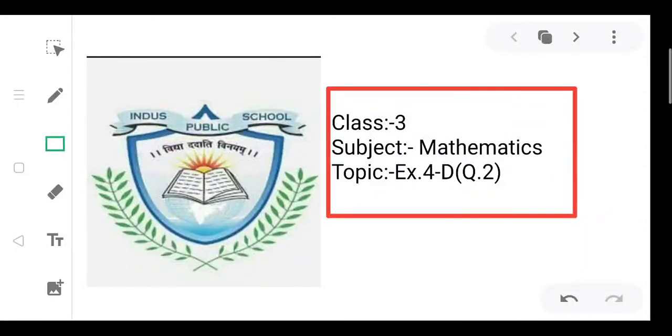Good morning students, welcome to your math class. Our today's exercise is exercise 4D, question number 2. Question 1 we have already done. So now this question 2 I am going to explain to you, and the topic is multiplication.